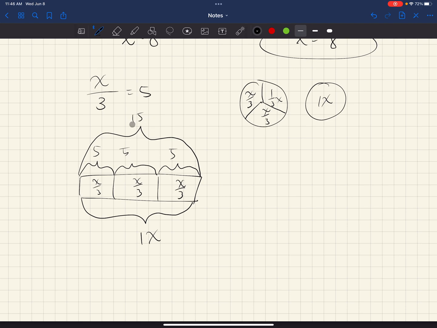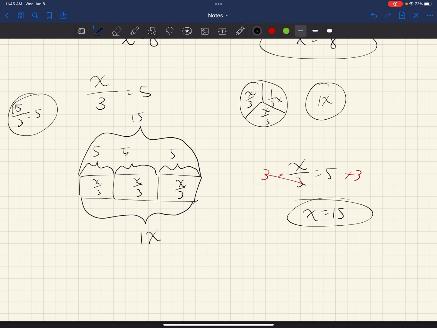Now, how do I do this algebraically? I have x over 3 is equal to 5. I multiply 3 on both sides, and this cancels out. I have x is equal to 15, and my answer is x is equal to 15. If I put 15 in here, it's going to be 15 over 3, which is equal to 5. And therefore, it checks out.